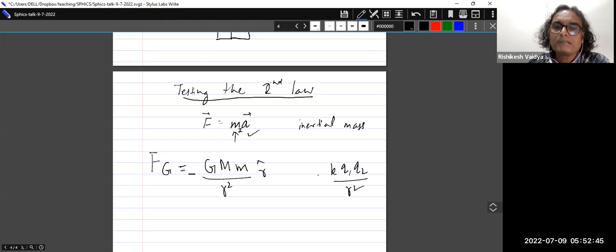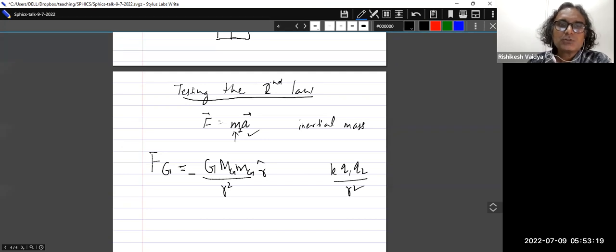Between two charges, where Q is the electrostatic charge, M here is some kind of gravitational charge by virtue of which bodies interact via gravitational force. So, a priori, there is no reason for us to believe that the gravitational charge, which is the reason behind gravitational force, is the same as the inertial mass.